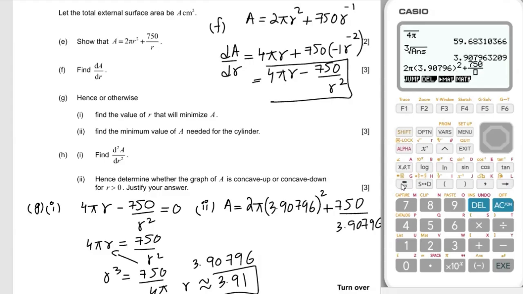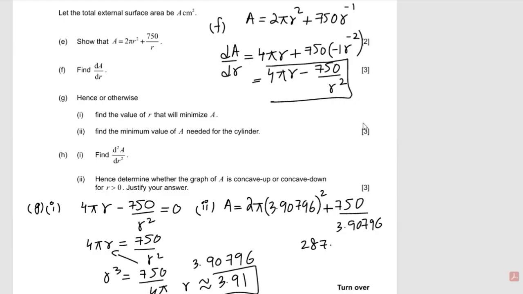over the same thing. Let me just put it in the bracket. 3.90796. Okay, so make sure you keep an eye on what you are feeding in. So let's execute. That's 287.874, which will be 288 approximately, to 3 significant figures, centimeter cube. So that is the application of stationary value.